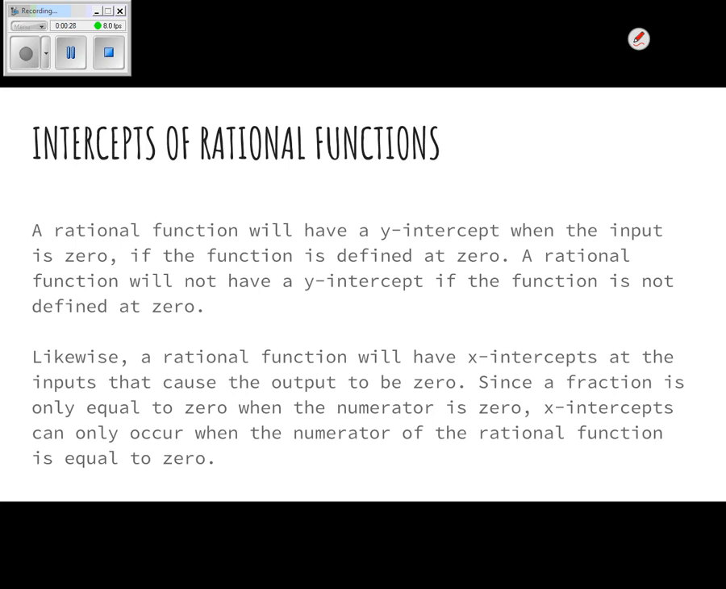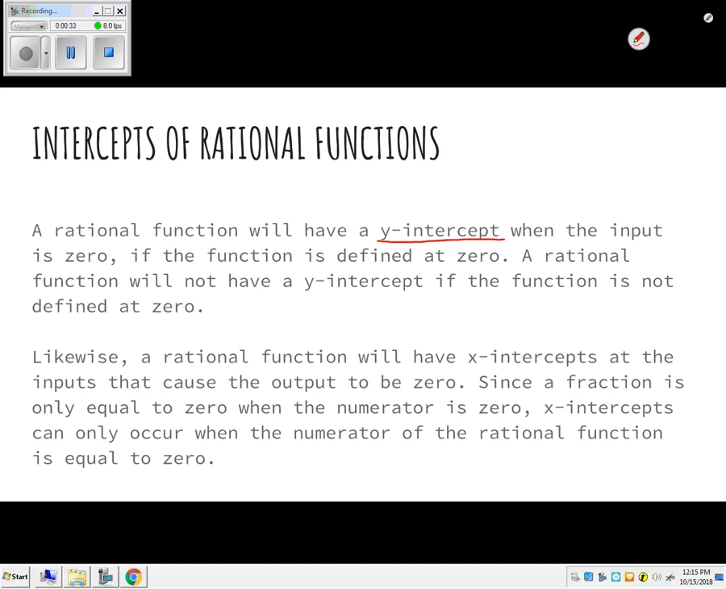So first of all, to find your y-intercept, you just simply, excuse me, I gotta sneeze. Whew, it left me again.